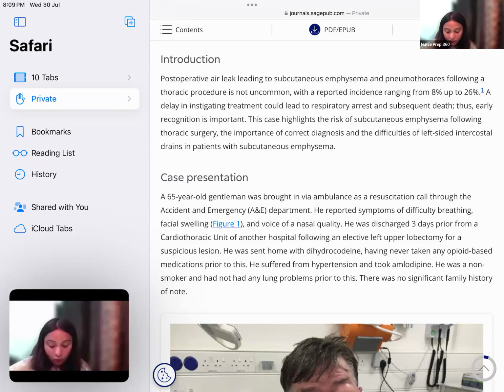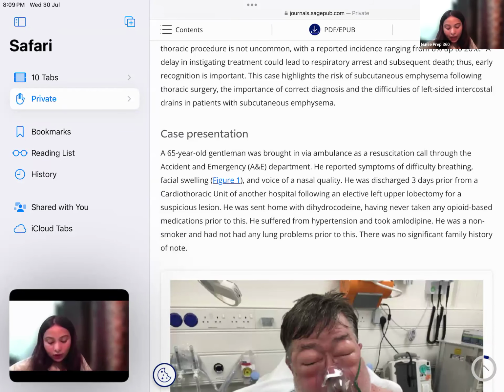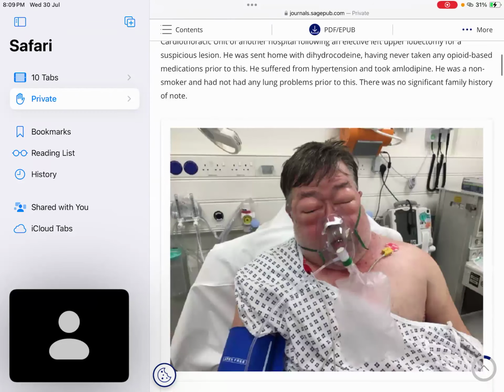He was sent home with dihydrocodeine, having never taken any opioid-based medication previously. He suffered from hypertension and took amlodipine. He was a non-smoker and had not had any lung problem prior to this. And this is the family history. Can you see this patient? This is the case.